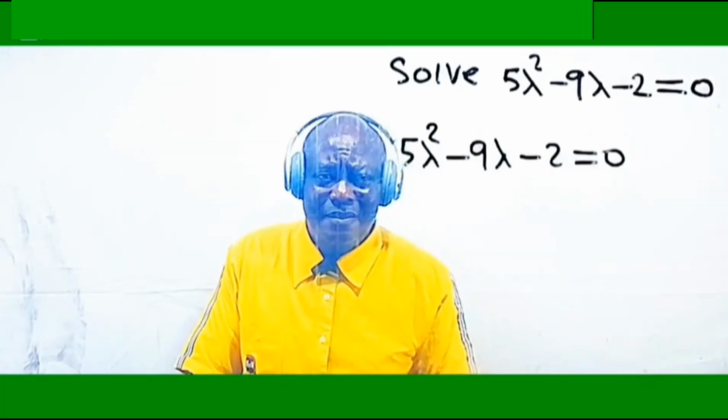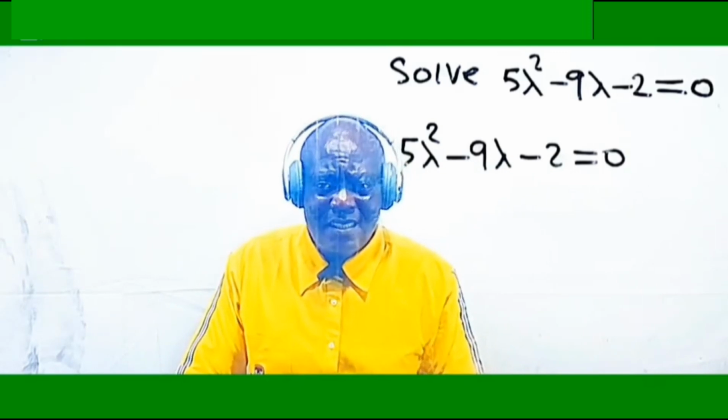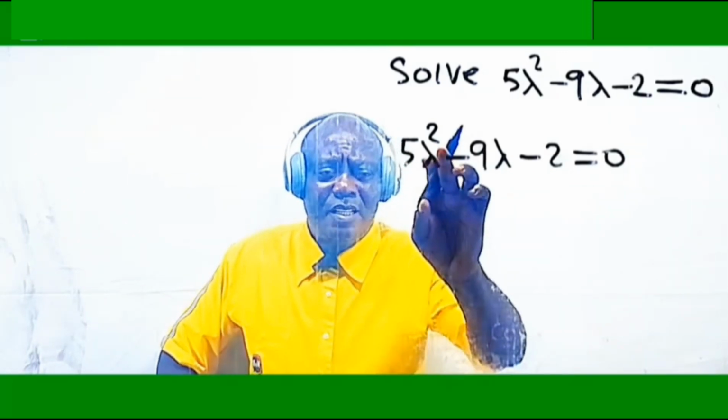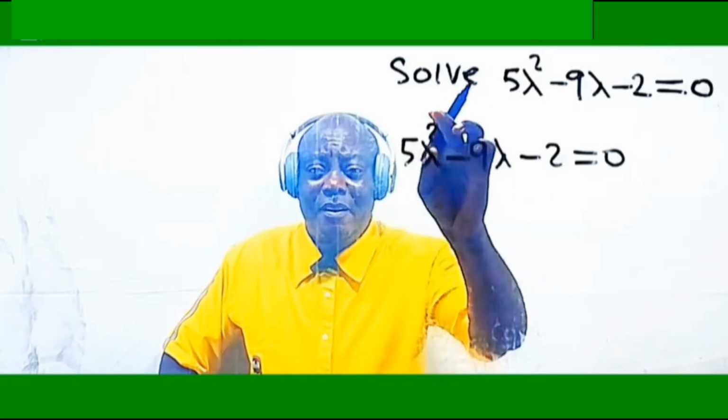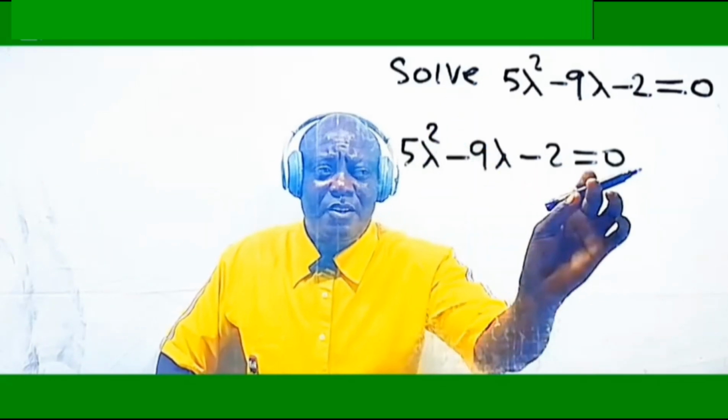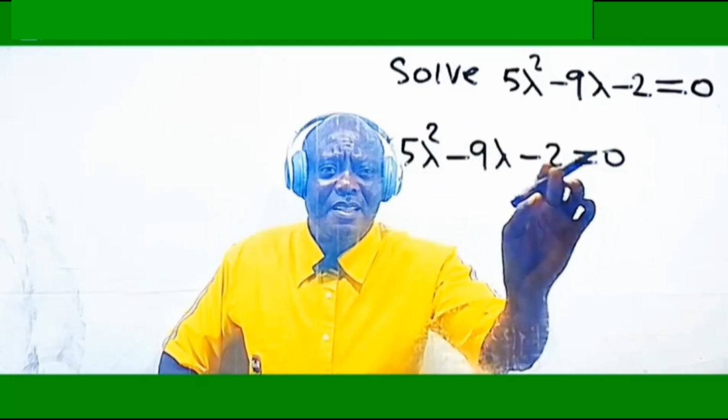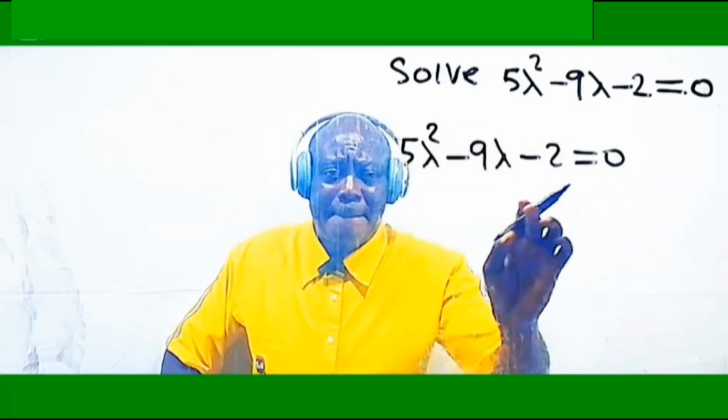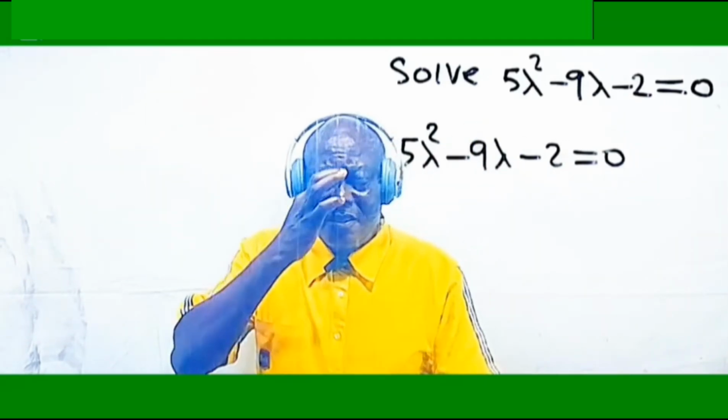Before you solve, you first observe. Is this equation quadratic? Yes. It's quadratic because the highest power of the unknown variable here is 2, and you have a sign of equality. That means this one is a quadratic equation. So to do it now, you just observe and see.